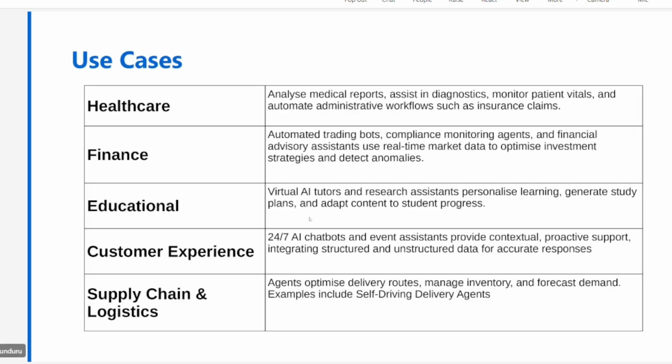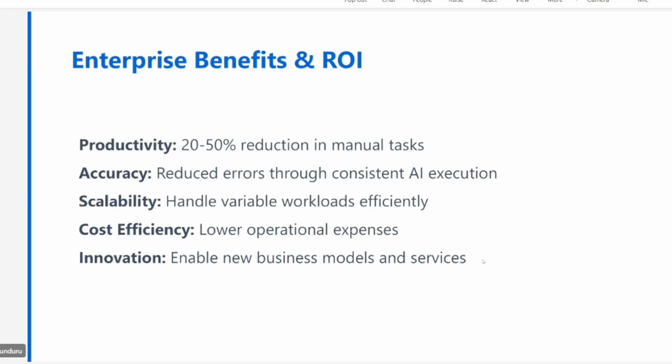Workflows are getting automated. Customer experience: 24/7 AI chatbots and event assistants. Customer experience and the supply chain and logistics: self-driving cars, self-driving delivery agents. Even, as you are seeing in the news, bots are delivering food, bots are delivering couriers, and it can even help in inventory management, etc.